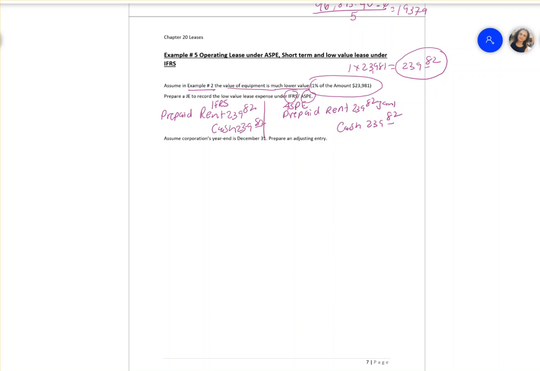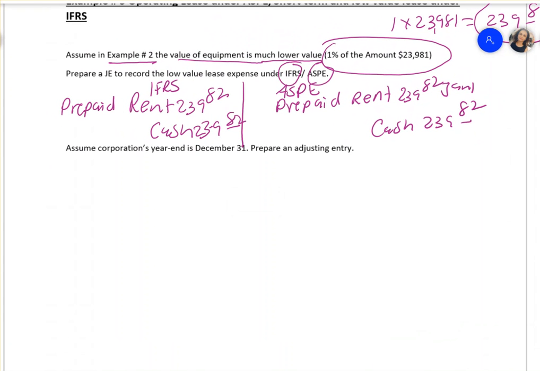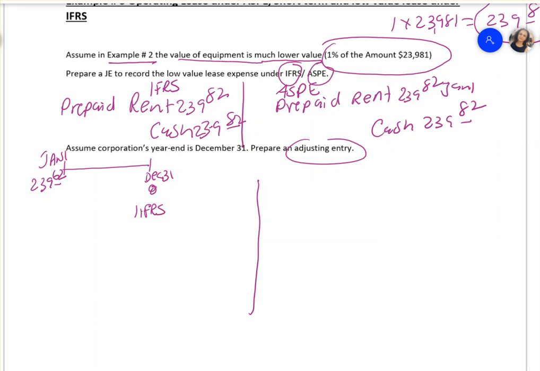Once we've done that, of course we have to record the adjusting entry at the end of the year. We made a payment on January 1st, covering up to December 31st, and we used this low value equipment. So now we have to do an adjusting entry at the end of the year. We're going to use IFRS and ASPE and record this adjusting entry.